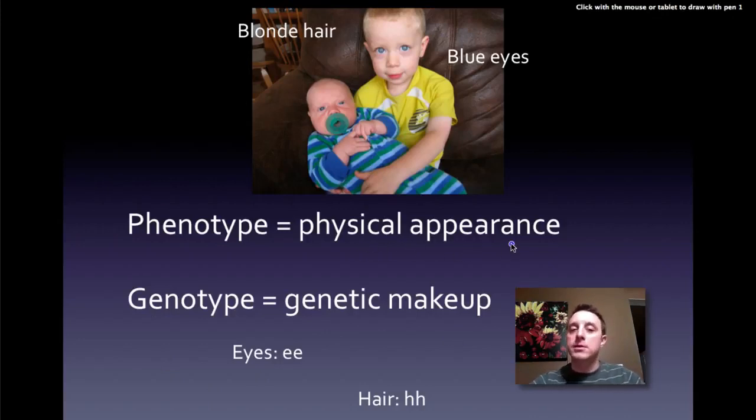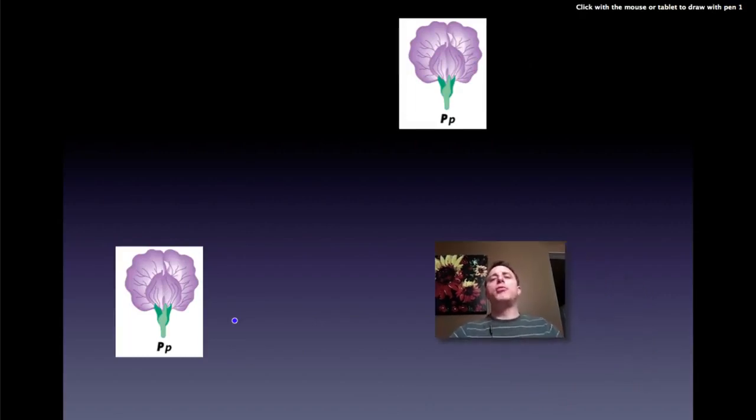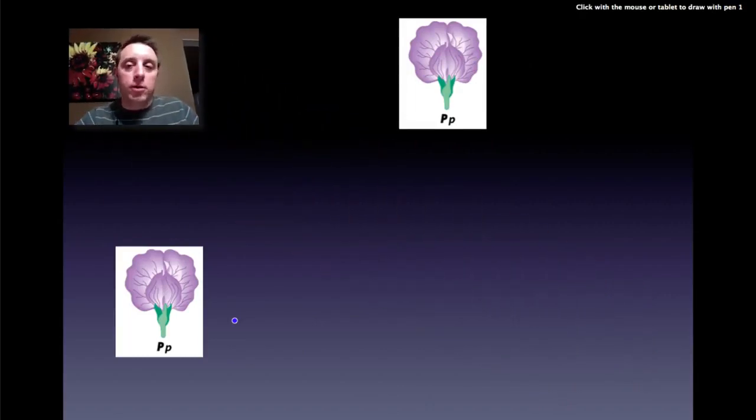Physical appearance, the phenotype, usually has two choices, dominant or recessive. For genotype, there's usually three choices: homozygous dominant, homozygous recessive, or heterozygous. And for the most part, heterozygous is going to look the same as homozygous dominant, until we get to some more interesting genetics in the next few lessons. So, how can we predict what we're going to get from a cross? This is done through the use of what is called a Punnett square.